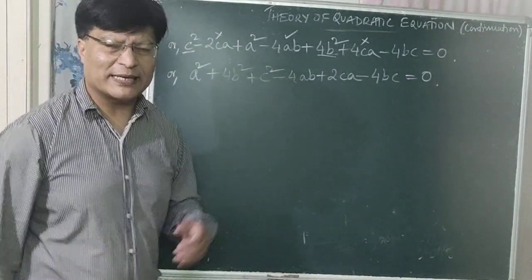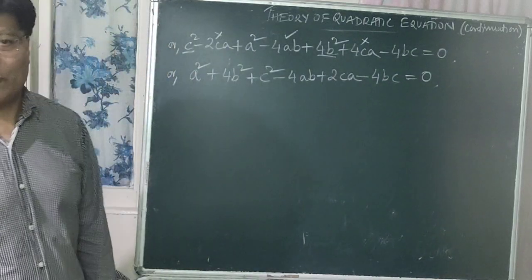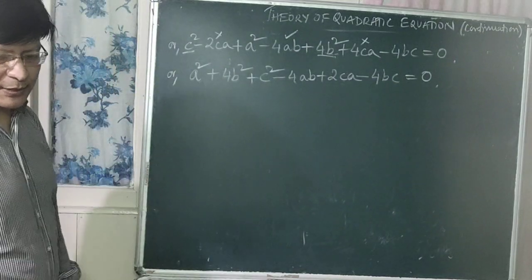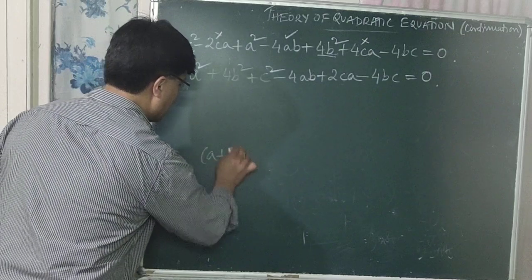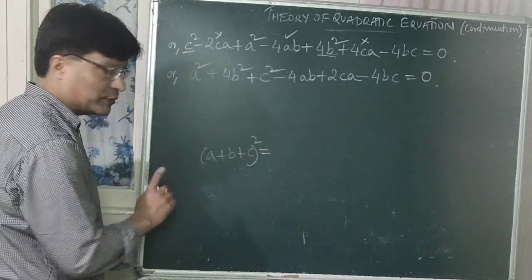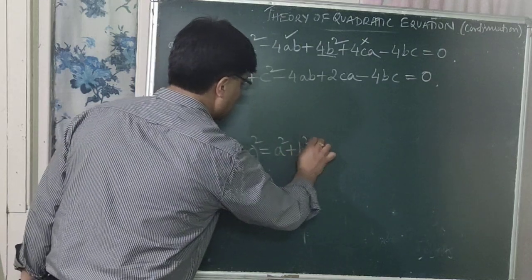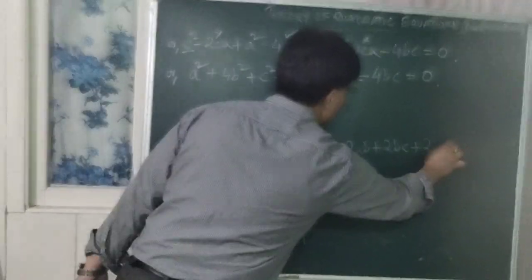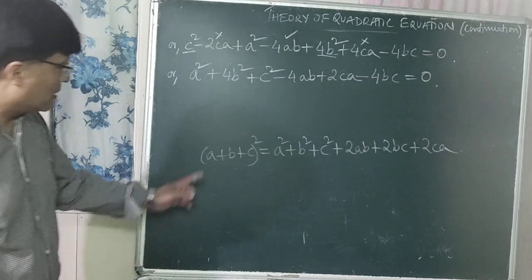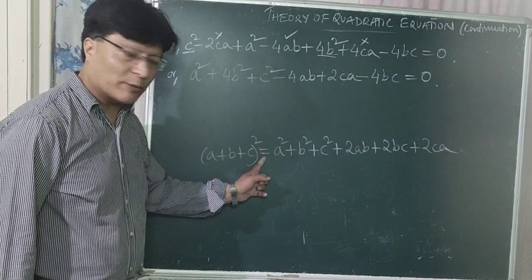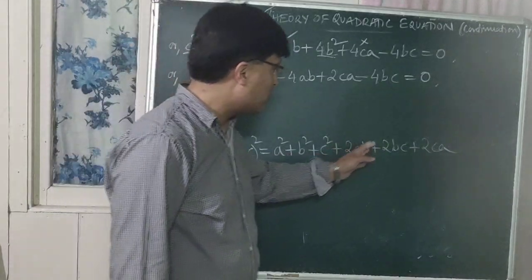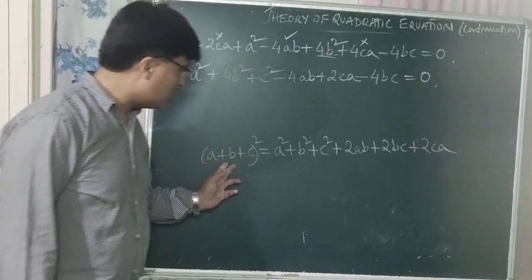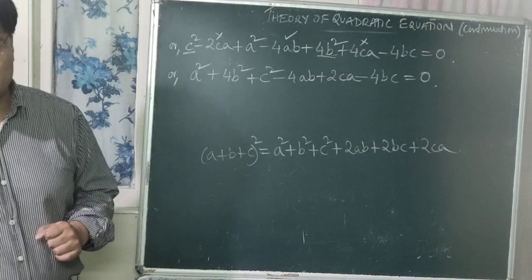This is quite a complicated problem. So what do we do with this? There is a formula again. You should know that formula. Okay? I will write this formula, you copy it in your notebook. a plus b plus c whole square is equal to a square plus b square plus c square plus twice ab plus twice bc plus twice ca. This is the formula that you should remember. If you don't know this formula, you cannot do this problem, right?